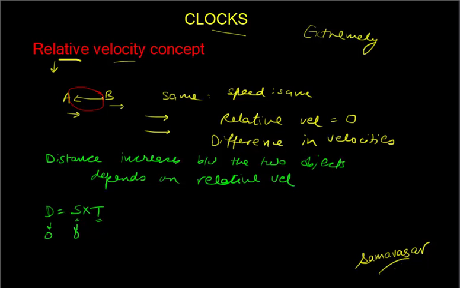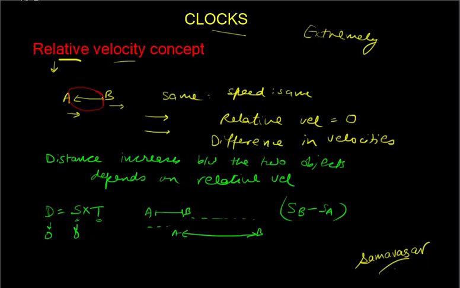Similarly, if B is running at a faster speed and A is running at a slower speed, initially the distance between them is this. Obviously, the distance between them is going to increase. Again, this distance will depend upon the difference in velocity or speed of B and A. So speed of B minus speed of A is the relative velocity or relative speed, and this is going to determine how much distance there will be between A and B. So this is basically the concept of relative velocity.